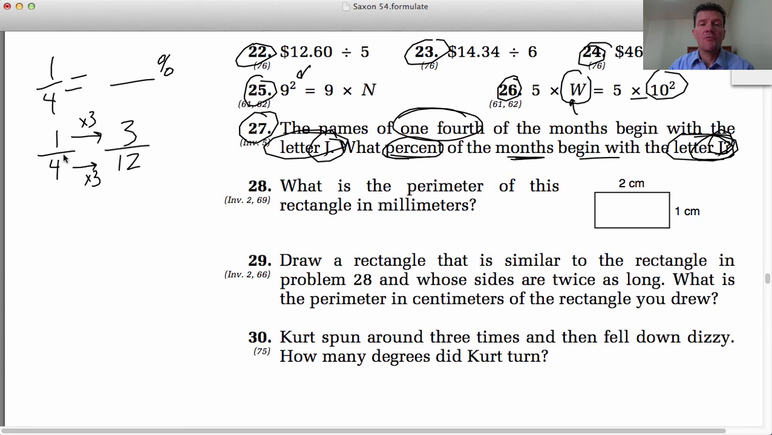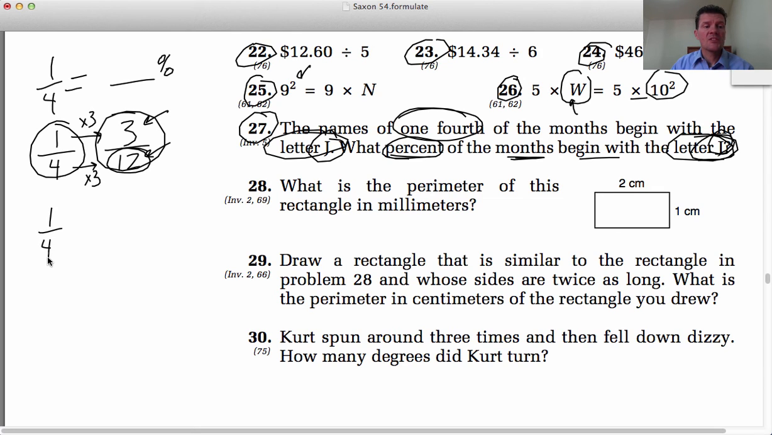So by saying a fourth of the months start with the letter J, you're saying 3 out of the 12 months. 3 over 12 is the same thing as 1/4. Okay? Well, I could keep doing that. I could change this bottom number into any number I want to.